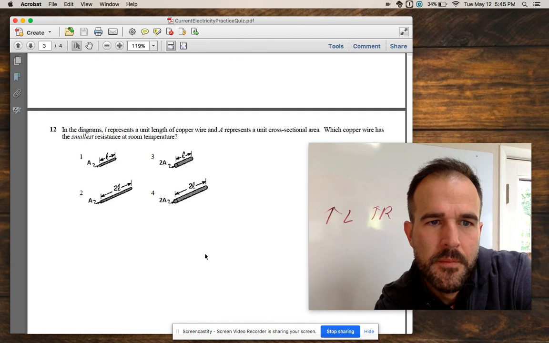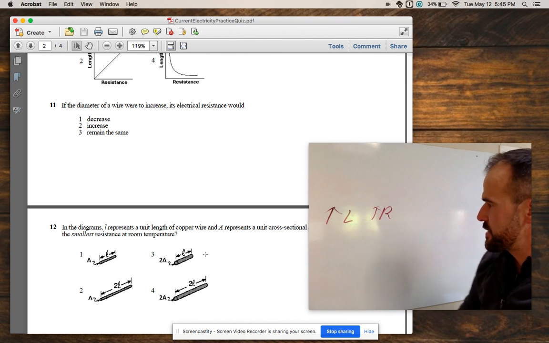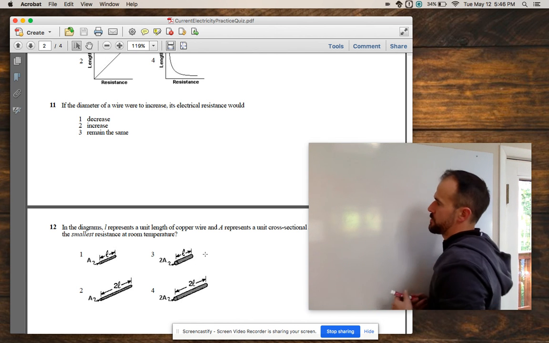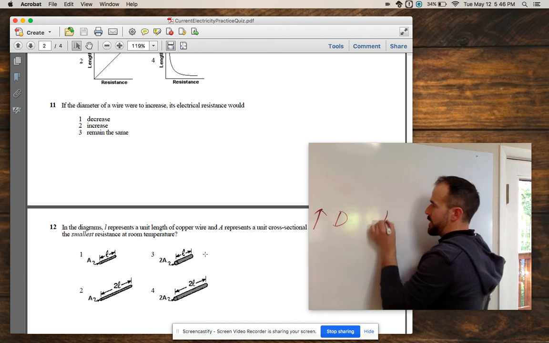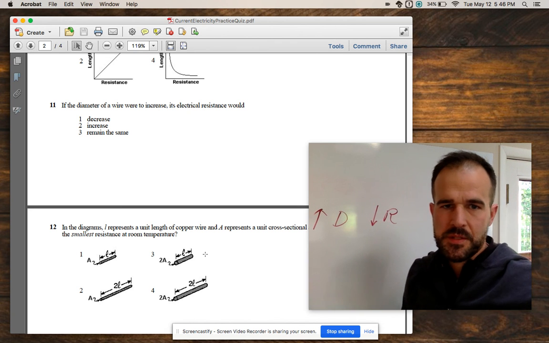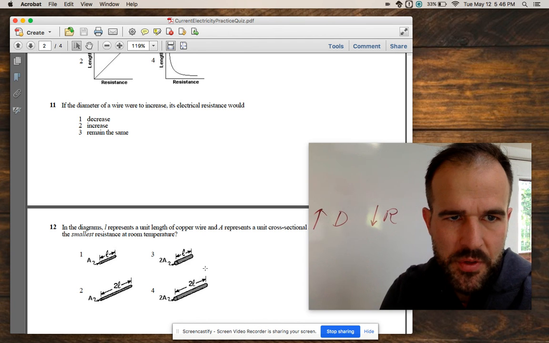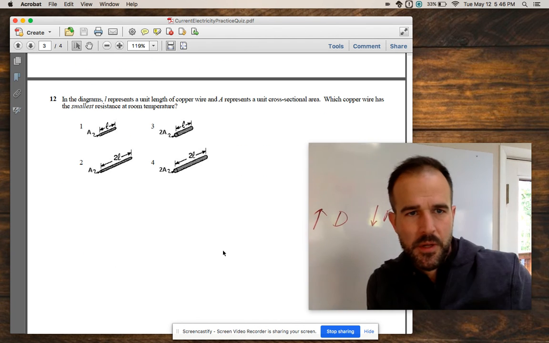11. If the diameter of a wire were to increase, what would happen to resistance? So just to think about it again, so diameter, so thickness. So if diameter were to increase, what would happen to resistance? Resistance would go down. Thicker wire, less resistance. So let's see, if the diameter would increase, resistance would decrease. 11 is 1.